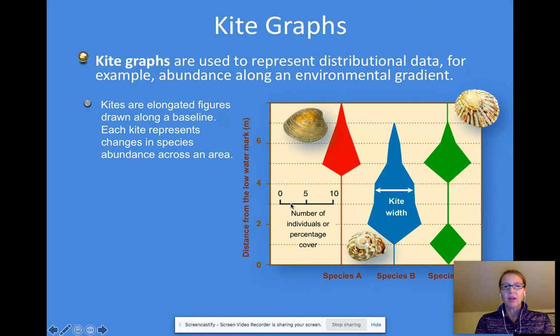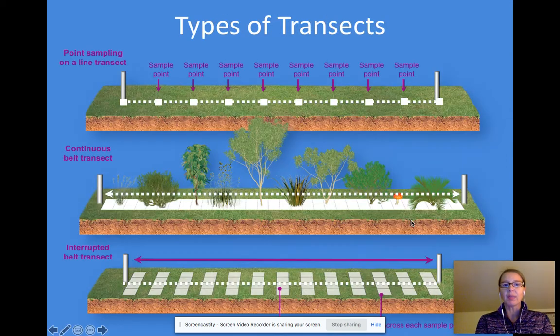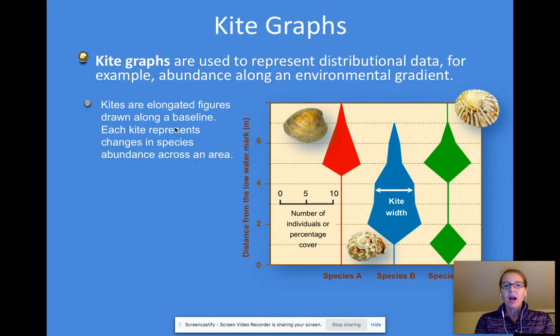So in this particular kite graph, this width shows you how many individuals there are. So from 0 to 10 would be this wide. So I think the only place on the graph that it looks like there would be 10 individuals would be species B at 2 meters along that watermark. So if you were doing the sampling, if this were the transect, if this was low water and this is a high water mark, this is 0 meters, this is 1 meter, this is 2 meters, and at 2 meters, they found maybe 10 individuals. That was the abundance at that one mark. Okay. So you can see that each meter is where you have that sampling happening. So you can see how many there are.